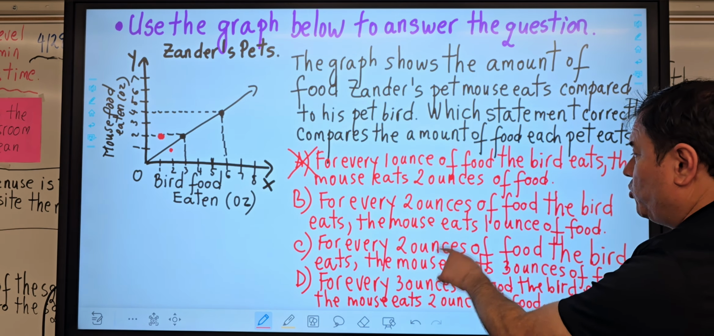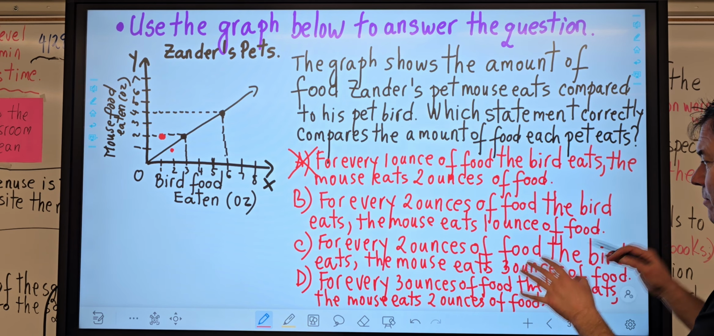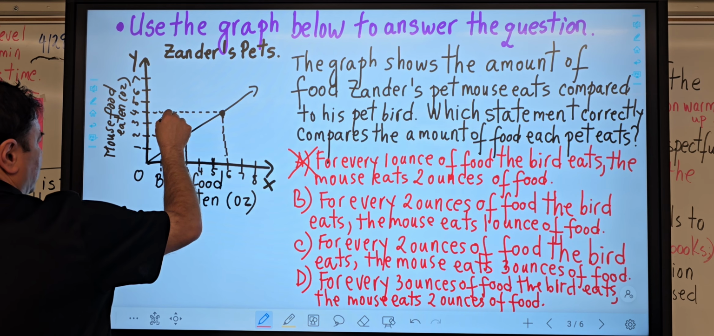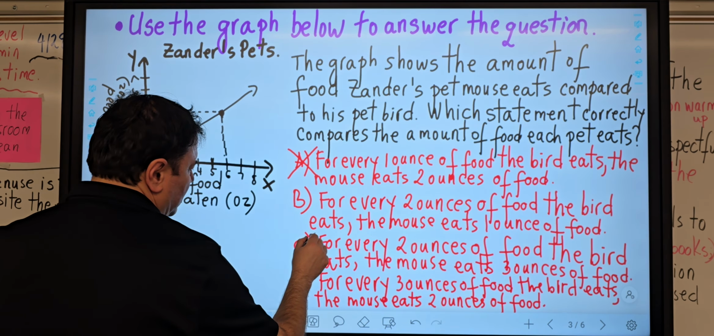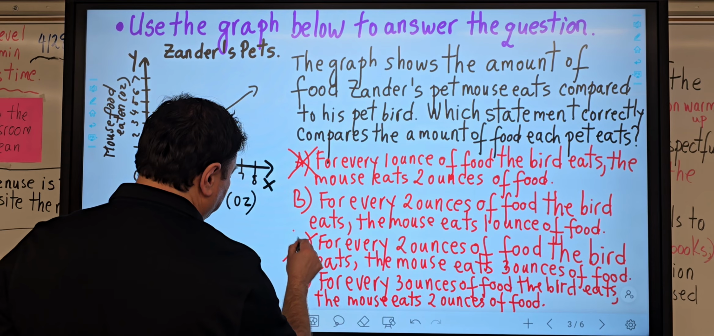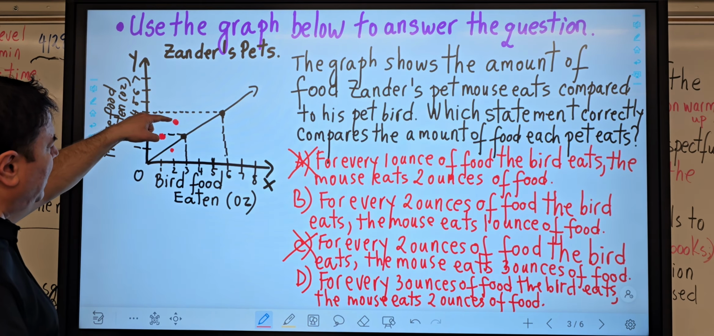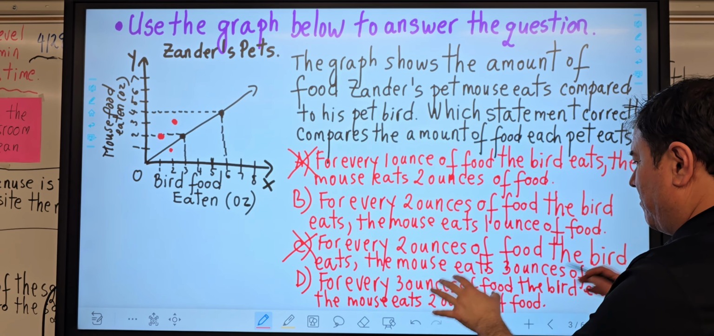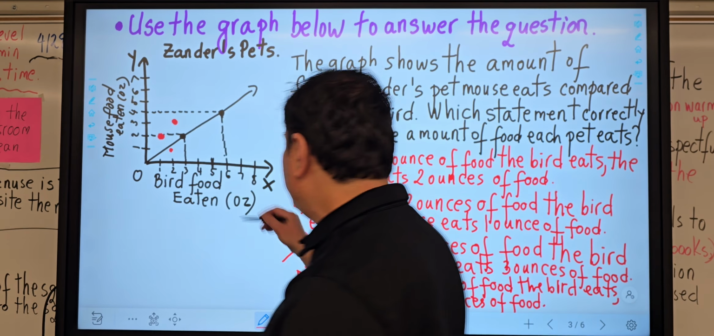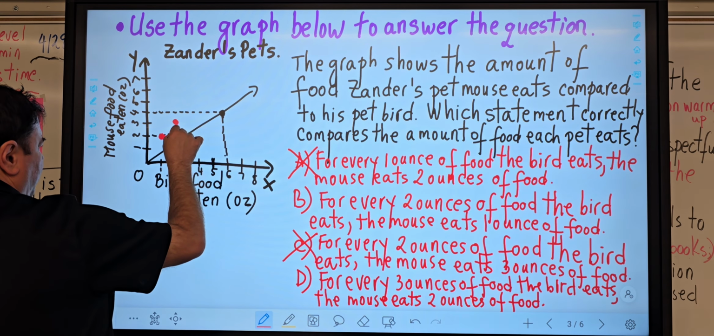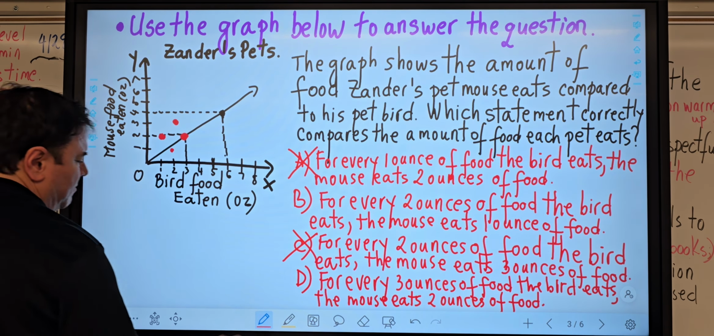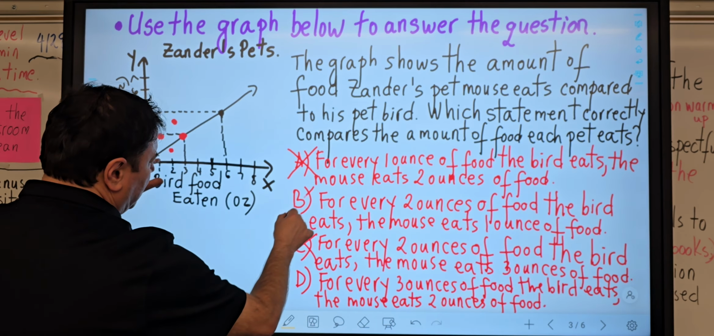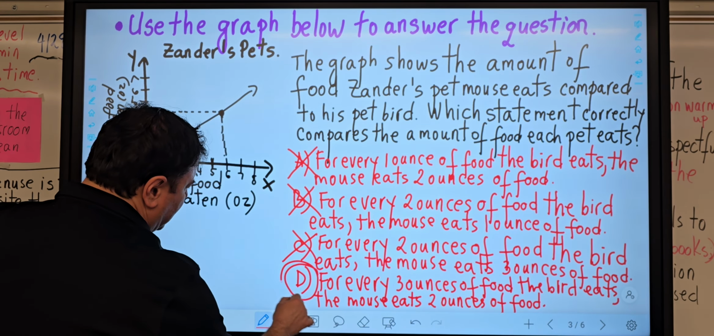Let's read C now. For every 2 ounces of food the bird eats, the mouse eats 3 ounces of food. So for every 2 ounces, 3 ounces. So C cannot be the answer, okay? Because it's off the line right there. Let's read D now. For every 3 ounces of food the bird eats, the mouse eats 2 ounces of food, and it falls right on the line. Okay? The other one was just beneath the line, so B cannot be the answer. So the answer is D.